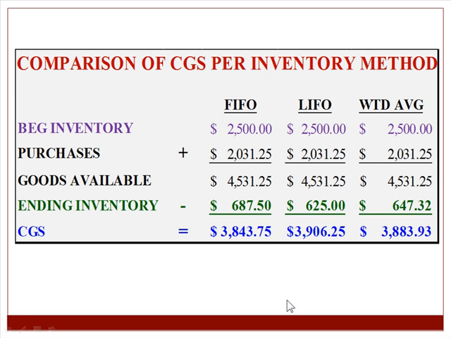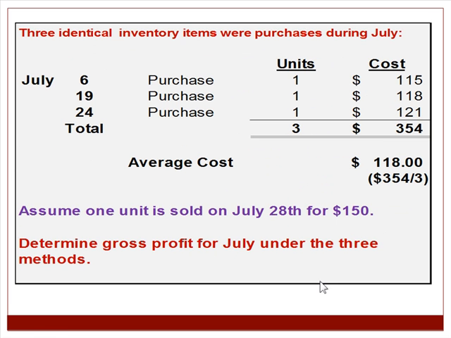So here, you can see that the weighted average falls between the LIFO and the FIFO. That's the way it works. It's a kind of gut check. Okay, so let's do an example.